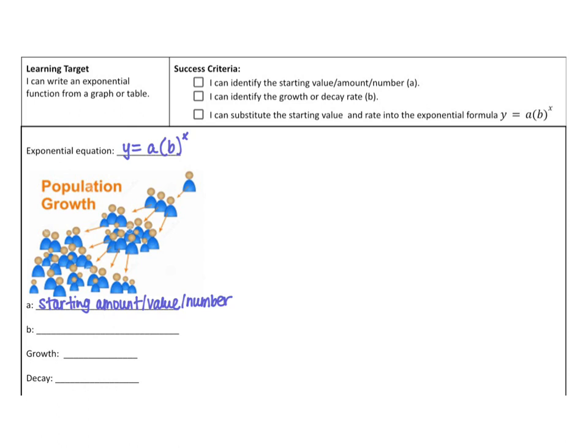And then my B value is that growth or decay rate. You'll often see it written as a percentage, so I'm just going to draw a percentage sign. Or it could be words like doubled or tripled or halved.